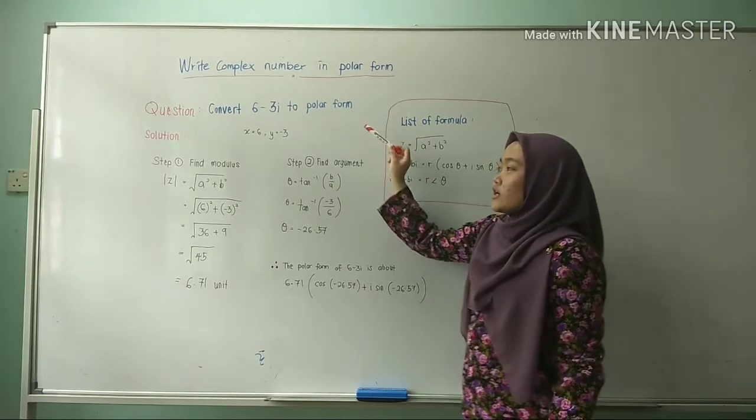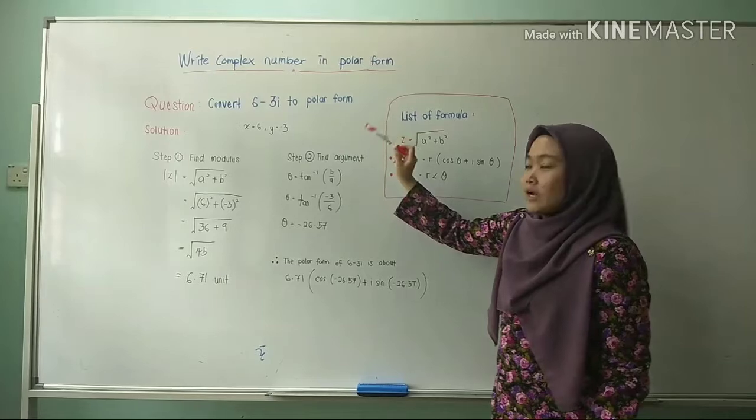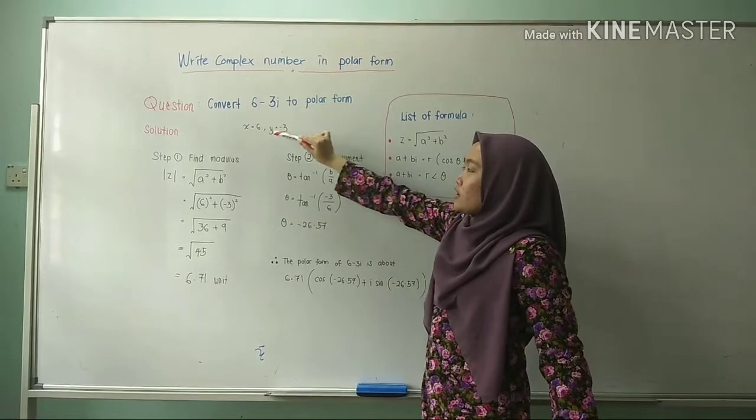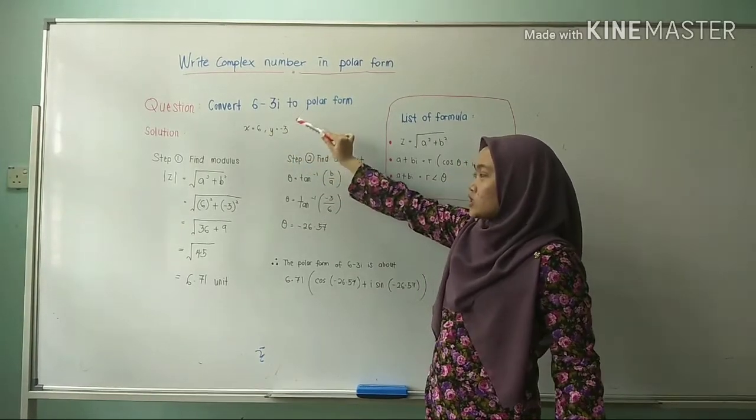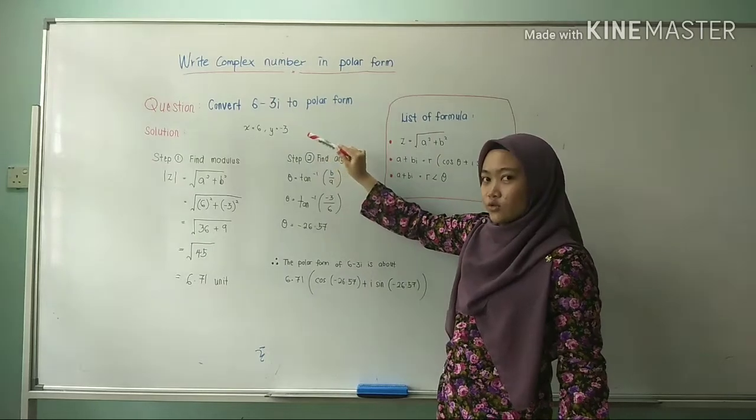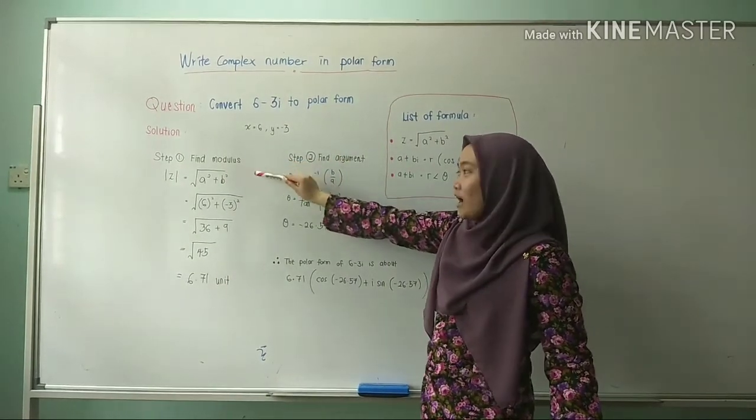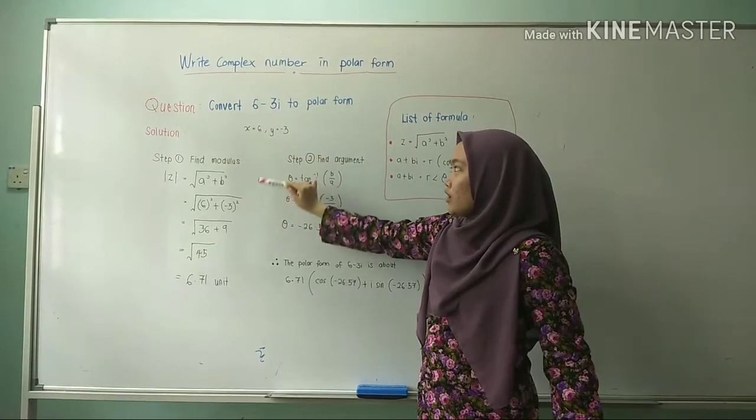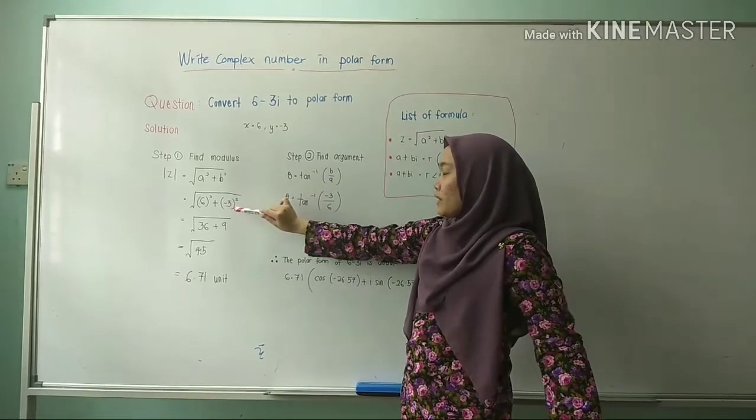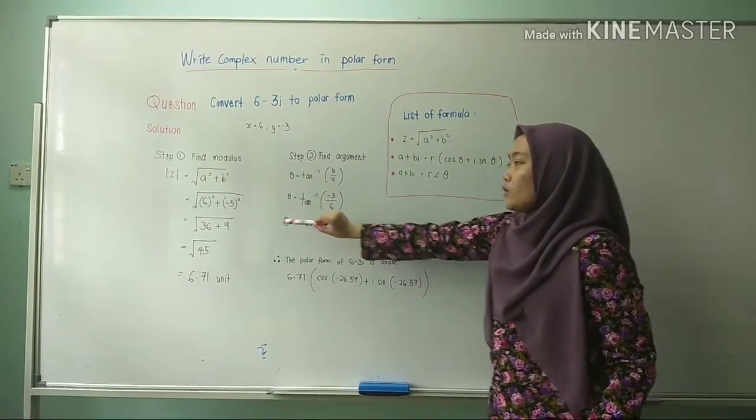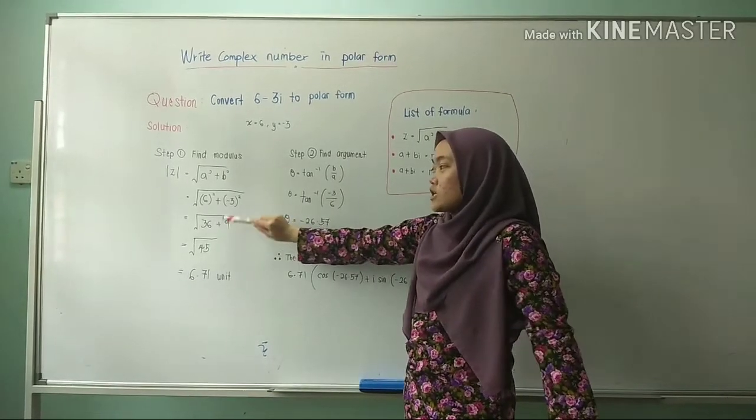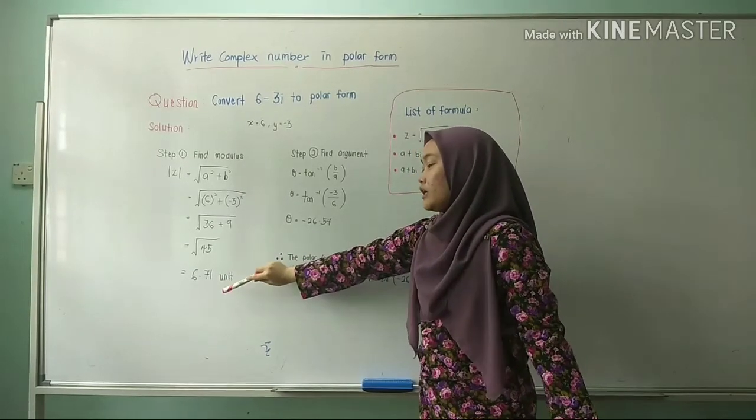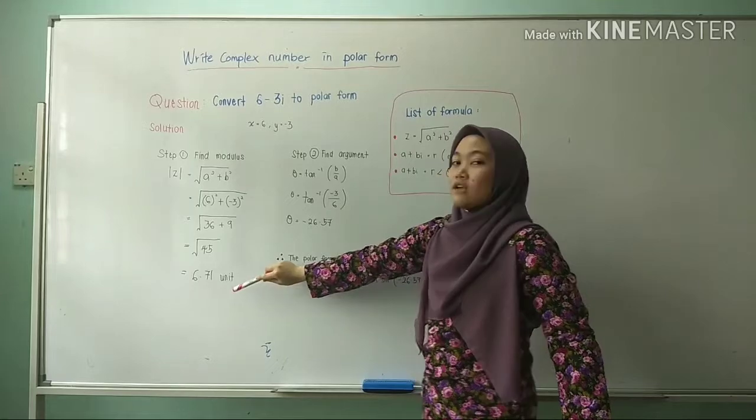So we go to the question: how to convert 6 minus 3i to polar form? First, we must extract the values of x and y from the equation, which is x equal to 6 and y equal to negative 3. Step 1, find the modulus. We use the formula and put in the values of x and y: 6 squared plus negative 3 squared. Then we calculate and get 36 plus 9. The total value is equal to 45. Calculating again, we get 6.71.